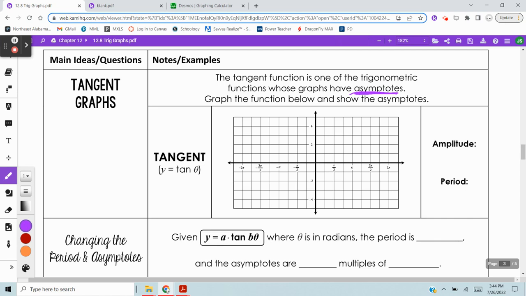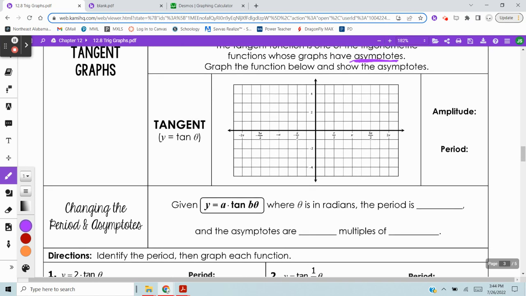It says graph the function below and show the asymptotes. Now normally when we talked about asymptote lines, we're talking about rational functions, functions that involve fractions. And tangent actually does involve fractions. If you don't remember, tangent is equal to y over x, which we know that y is sine and x is cosine when we're talking about the unit circle. So we do have a fraction. And anytime we have a fraction, the bottom of that fraction cannot equal 0.